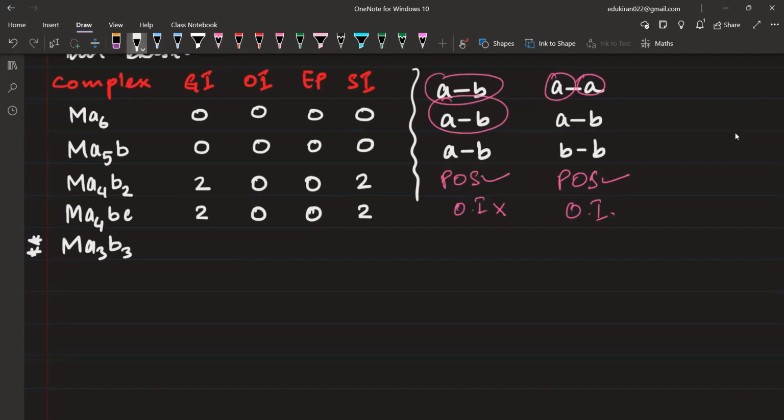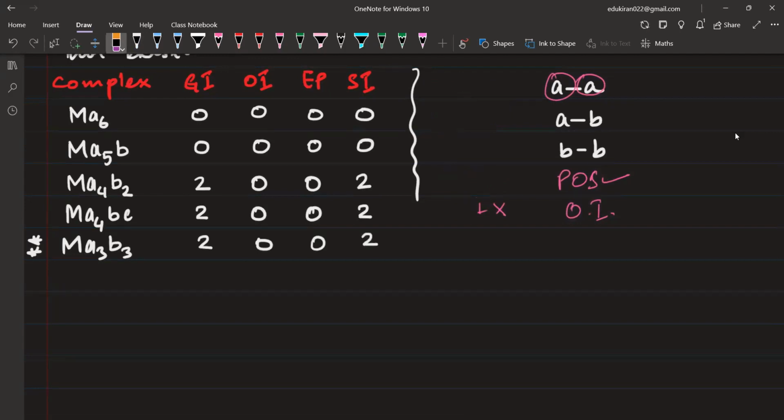So here, if you see how many geometrical isomers are we having? We are having still again two geometrical isomers, zero optical isomer. We are having zero enantiomeric pair and two stereo isomers. Now moving on to the next case.